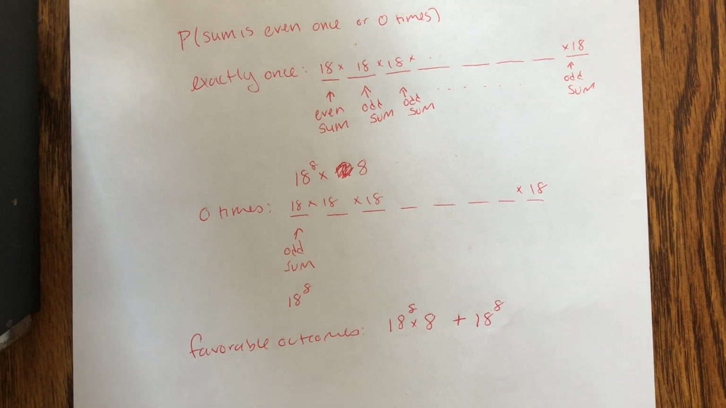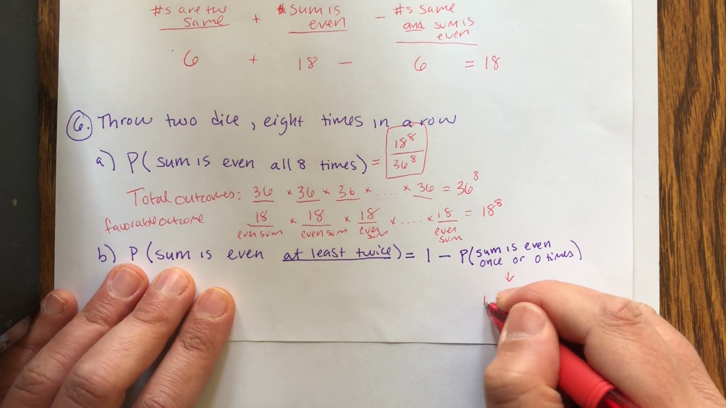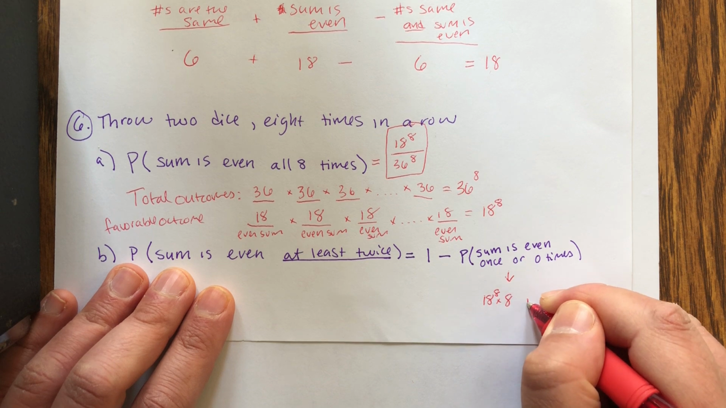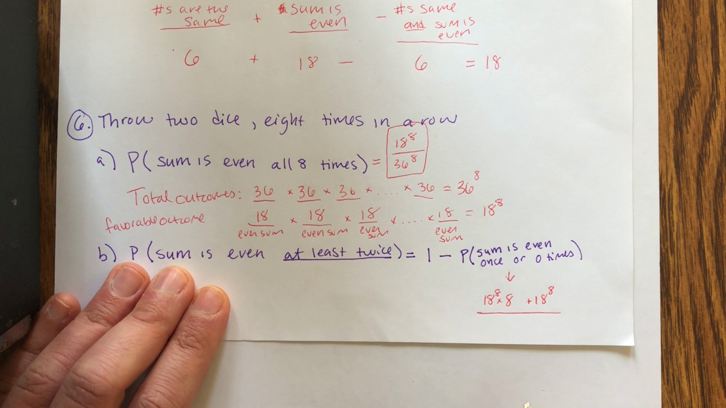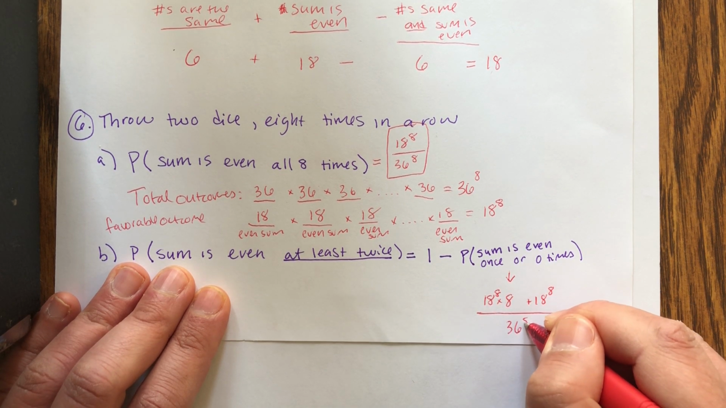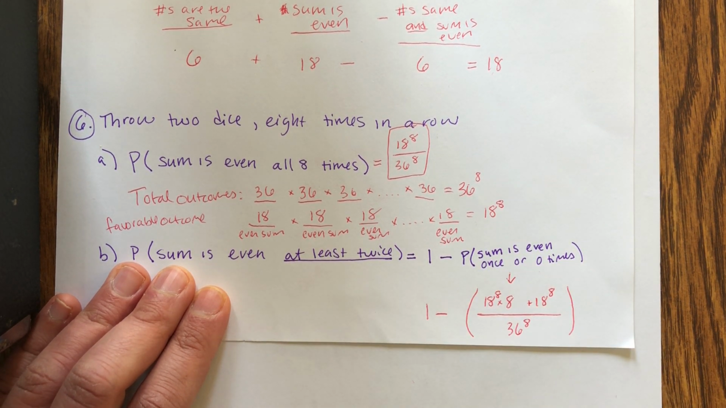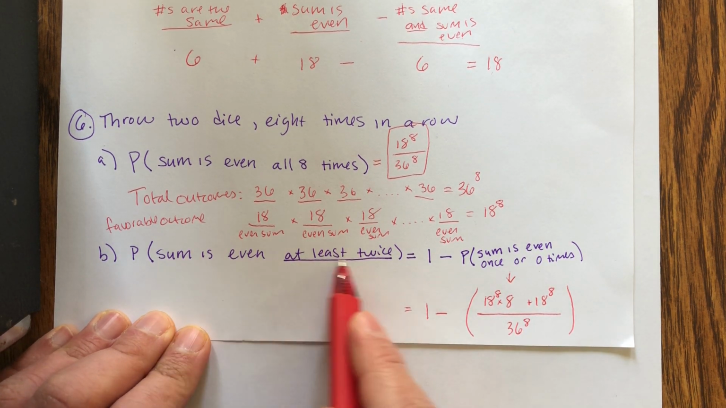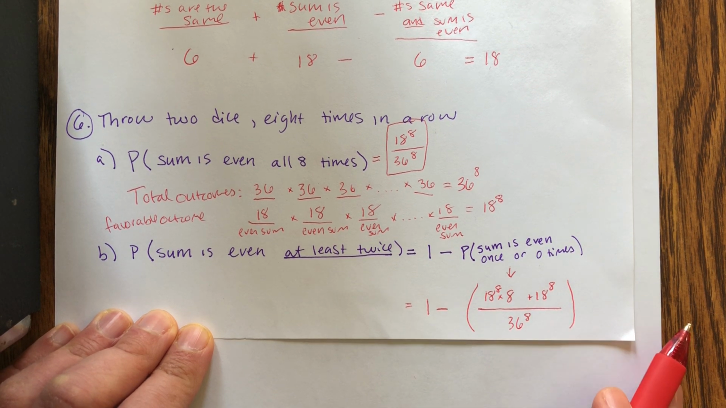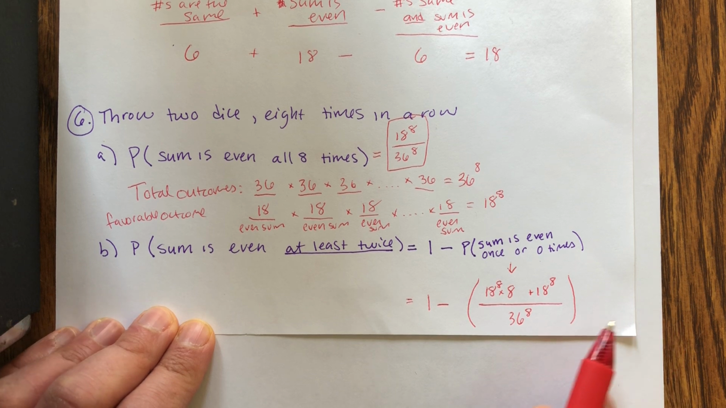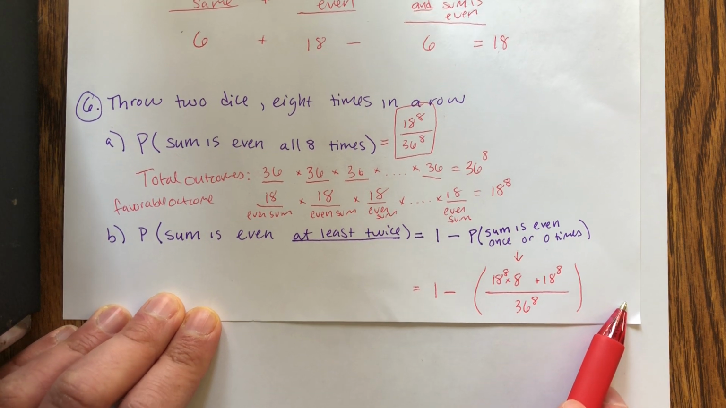And so now we can go back and say that this probability would be that sum, 18 to the 8 times 8 plus 18 to the 8, divided by the total number of outcomes, which we already know from before is 36 to the 8. We need to take this whole probability and subtract it from 1. That's going to give us the probability that the sum is even at least twice. Now, there's an equivalent way of doing this that gives you the same answer that uses different cases, and you're welcome to do it that way, but it's kind of a mess.